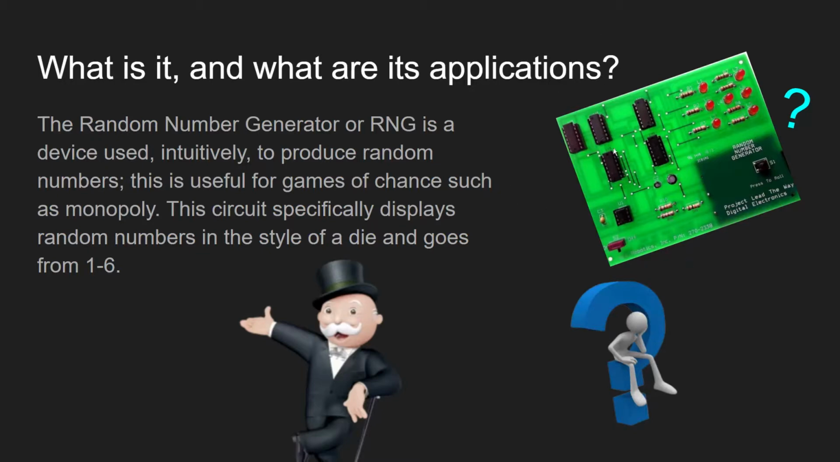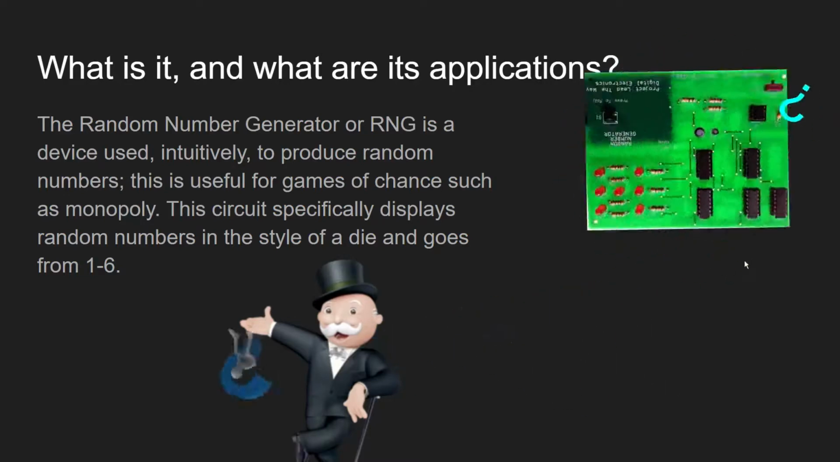Another good game, as an example, would be Mario Kart, I guess. They assign random numbers to the items that they give you. So it needs to generate a random number to find an item to give you. So that's a good application of RNG. But right now we're just focusing on this circuit that only goes from 1 to 6, with the interface of a die.